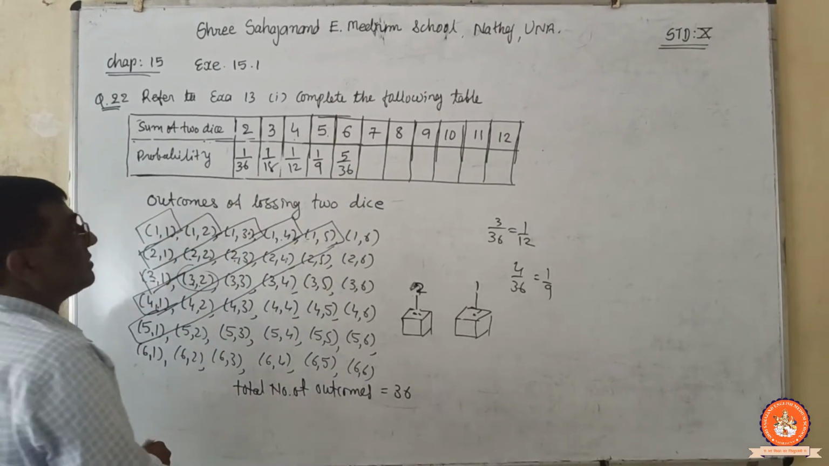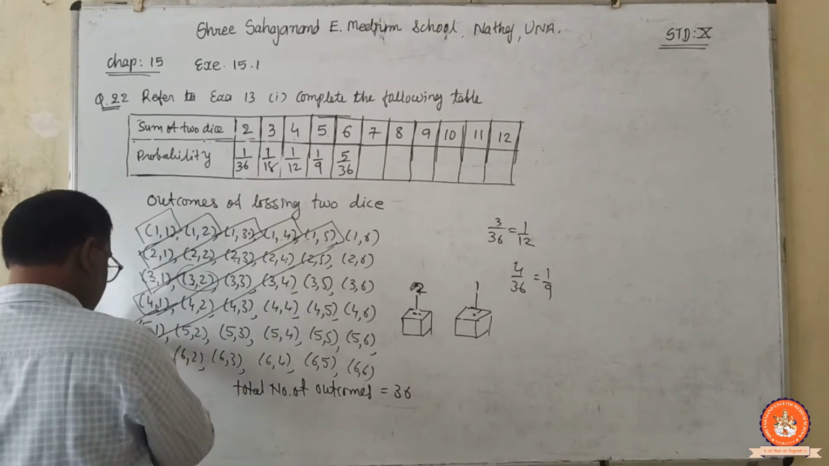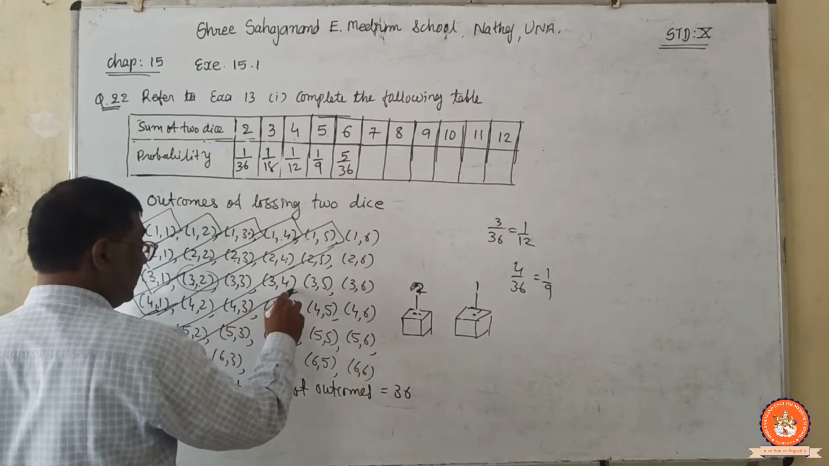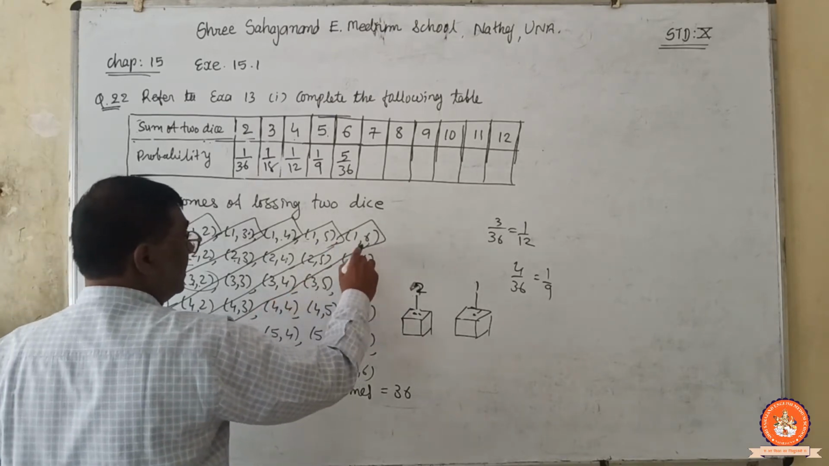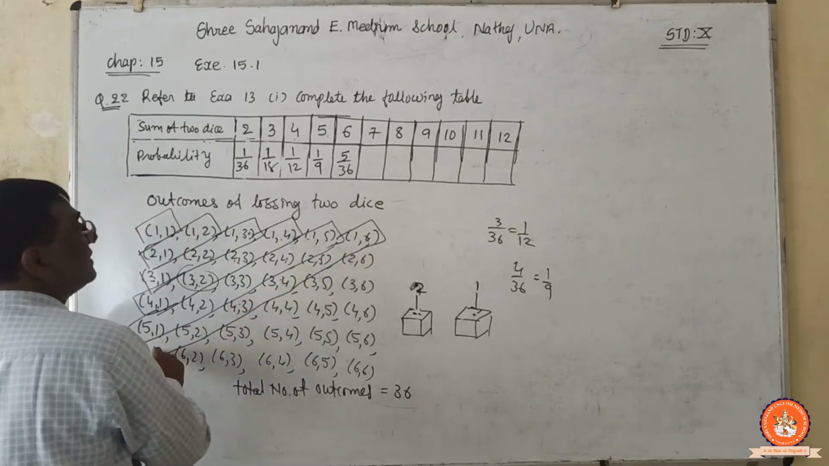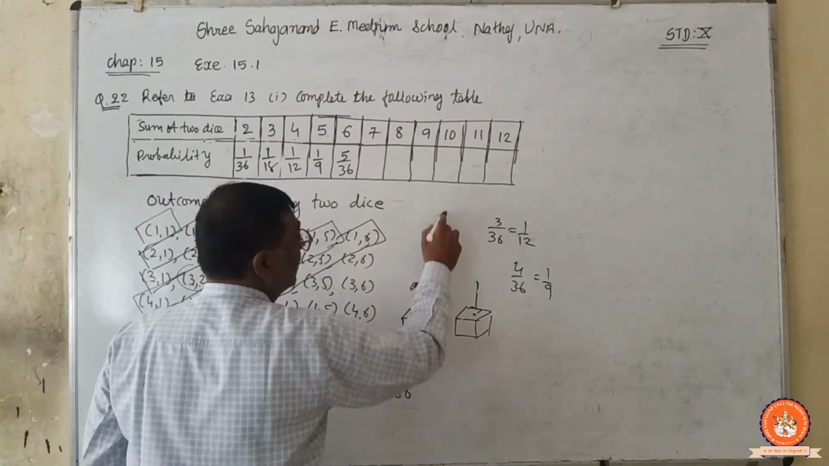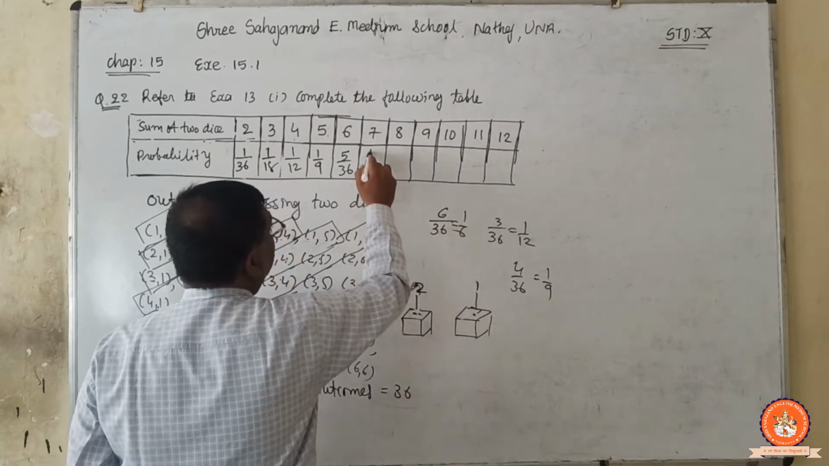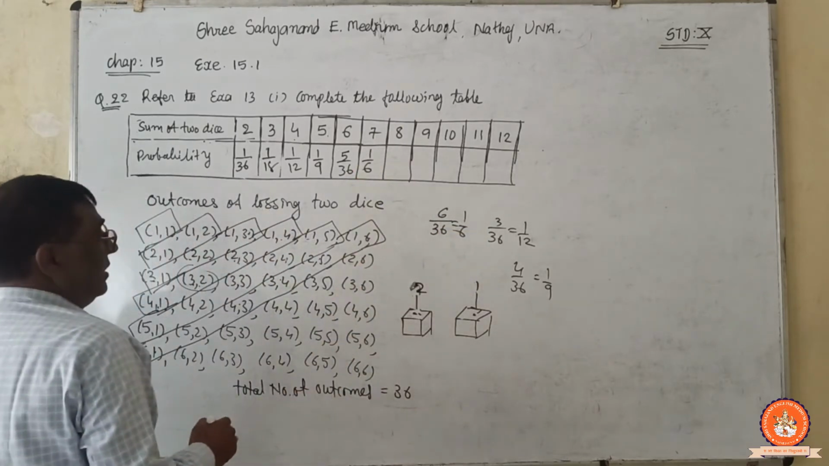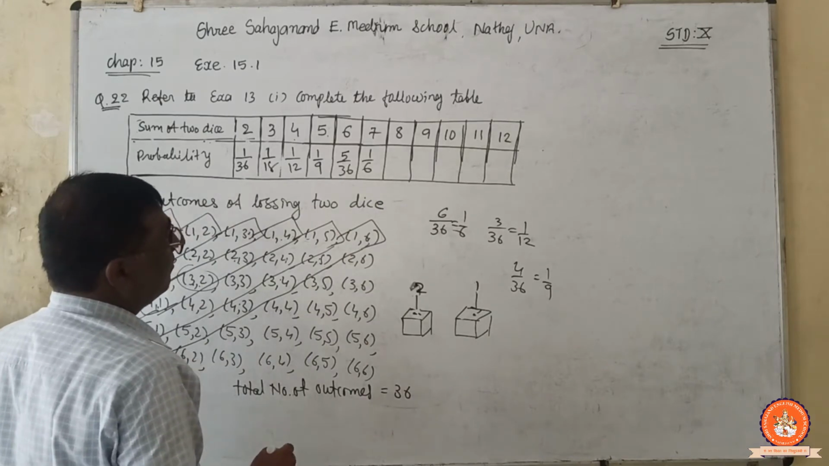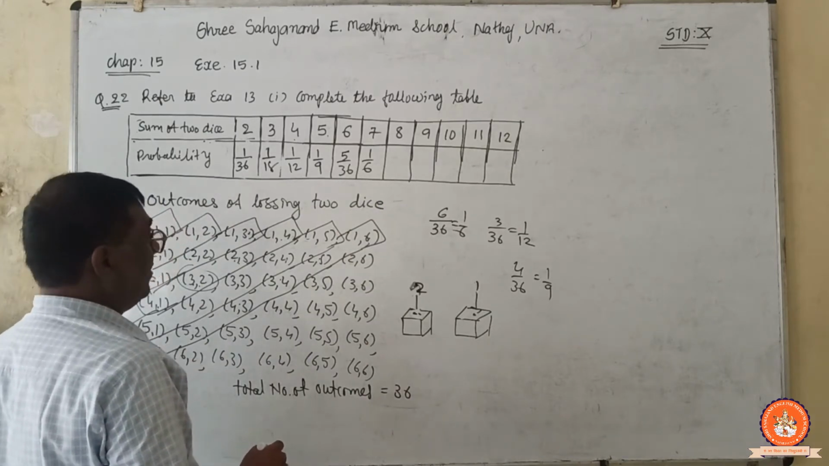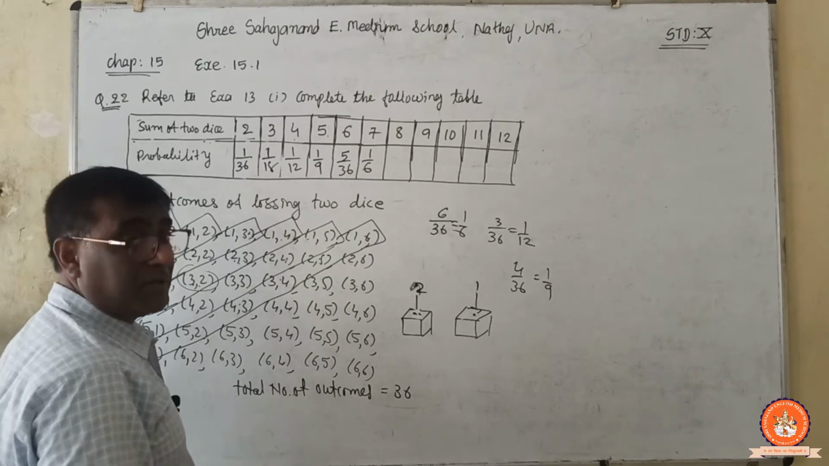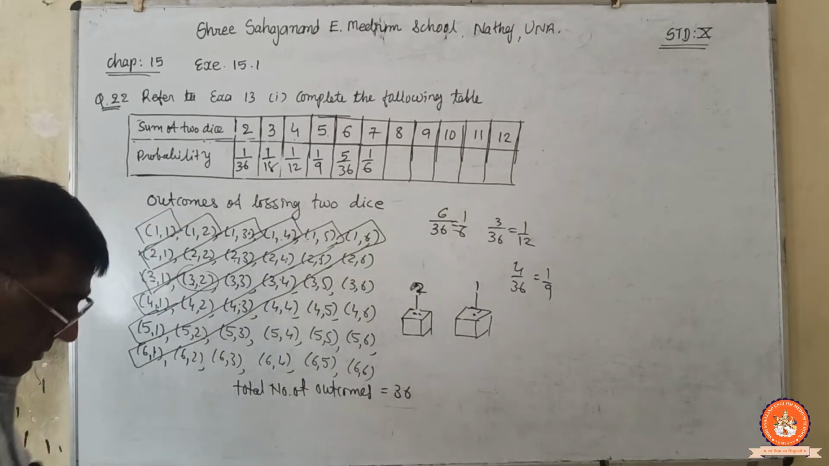Now the sum of two numbers is equal to 7. So 6 1, 5 2, 4 3, 3 4, 2 5 and 1 6. 1, 2, 3, 4, 5 and 6. These 6 are favorable to that event. So 6 by 36 is equal to 1 by 6. Okay. Now the maximum probability, the biggest probability, the largest number of outcomes.